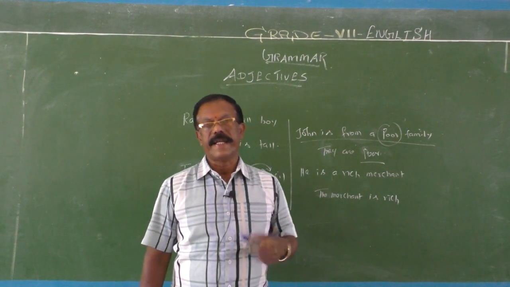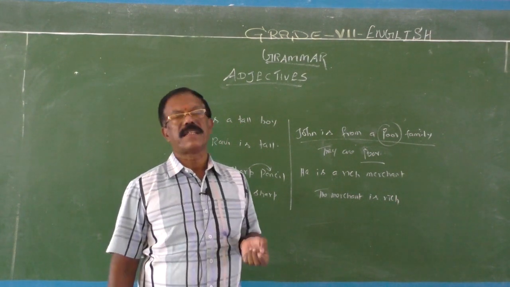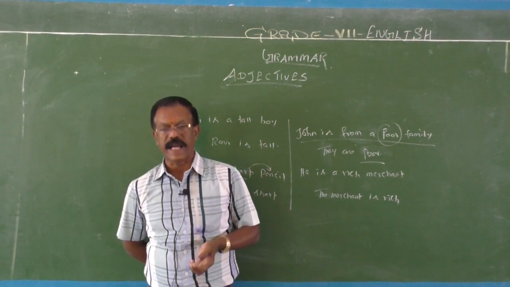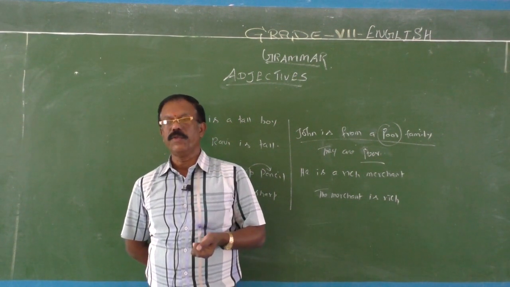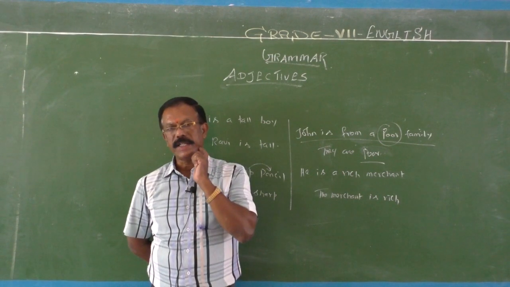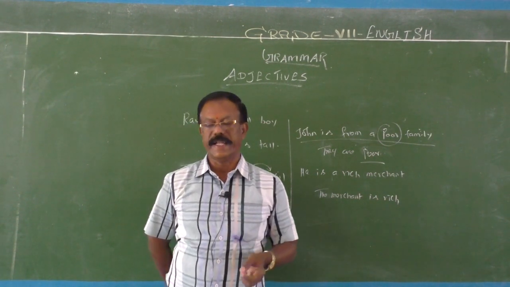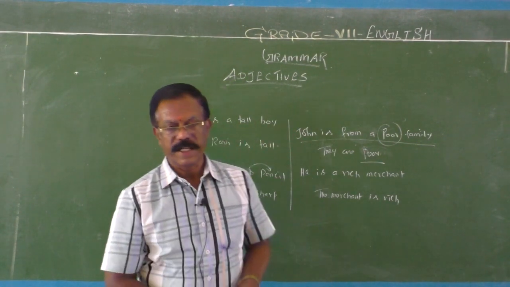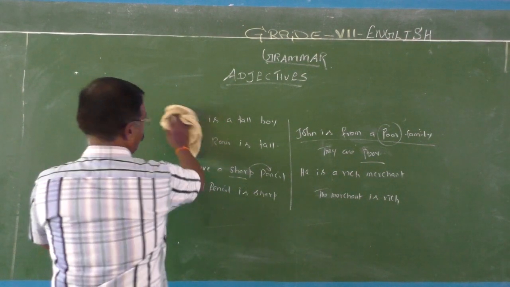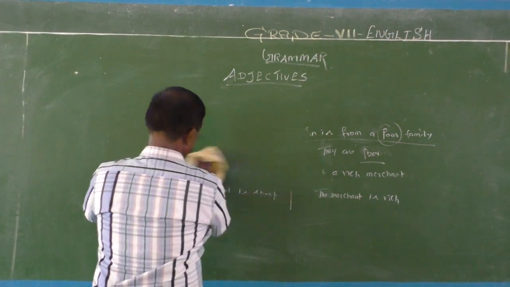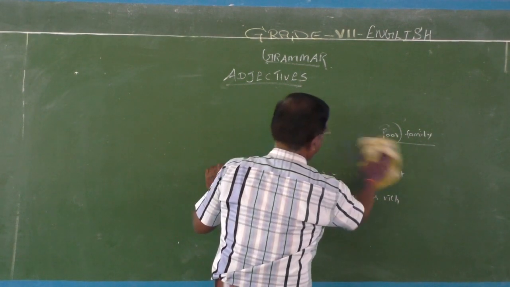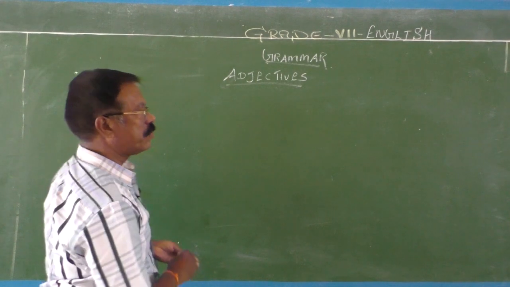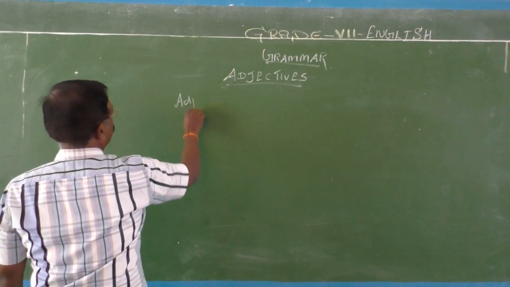Okay, fine children. Next, let me explain the kinds of adjectives. Adjectives are many in kinds. We have many kinds of adjectives in our language. I will explain to you one by one and I will give you examples also for each kind. Okay, to begin with, adjectives of quality. Adjectives are many in kinds. To begin with, let me explain adjectives of quality.